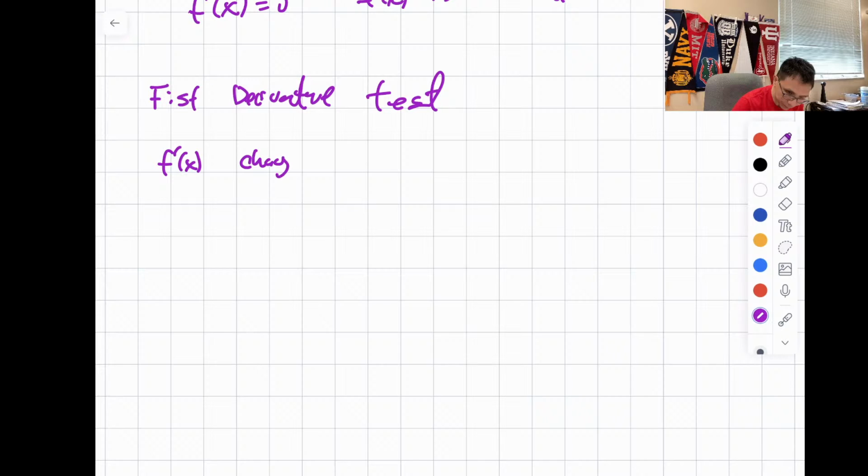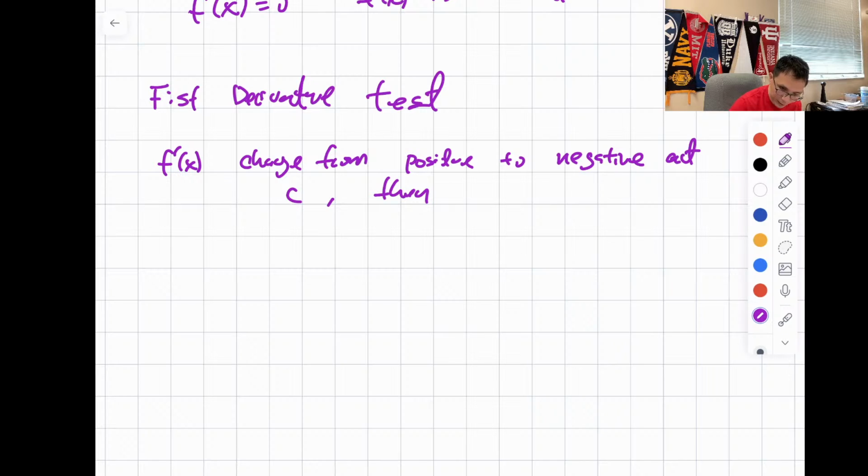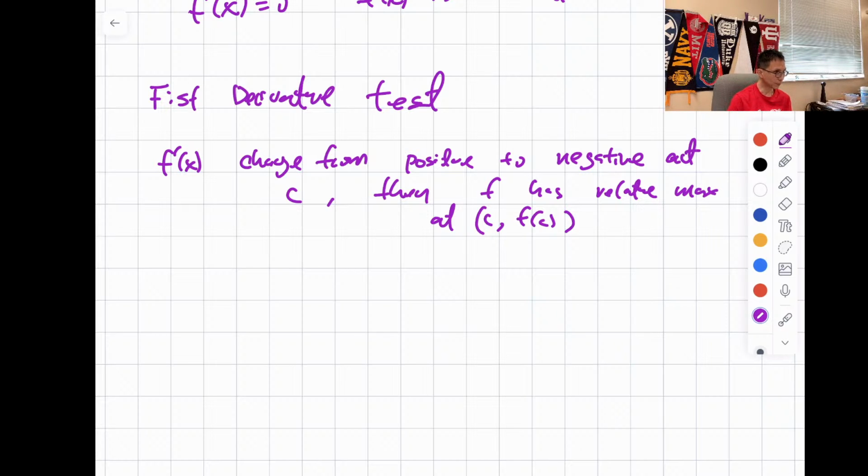changes from positive to negative. Now on the AP exam, you have to write it like this in order to get a point. At c, then f has a relative max at c comma f of c. So that's the first derivative test.